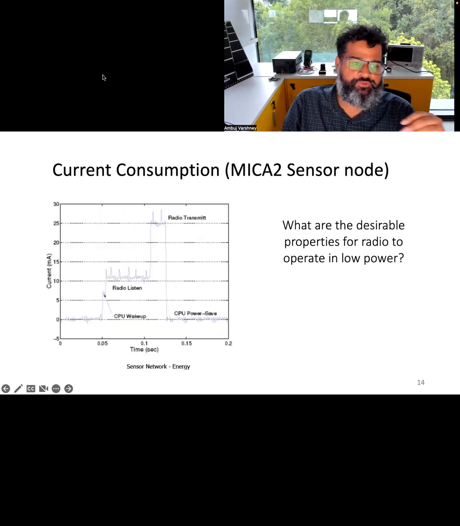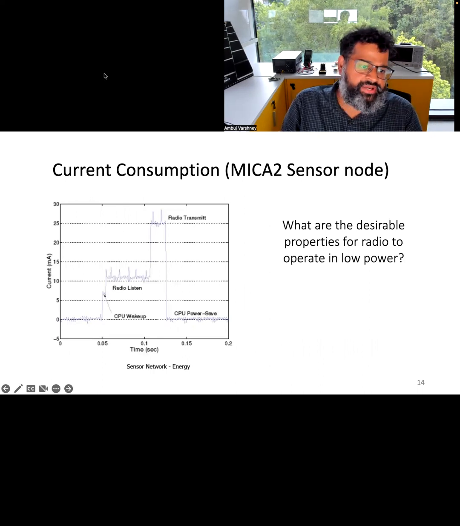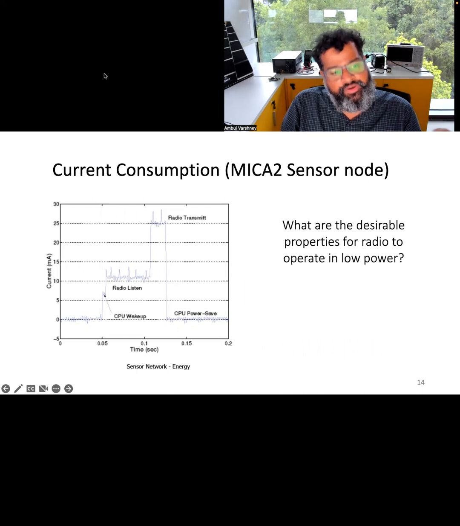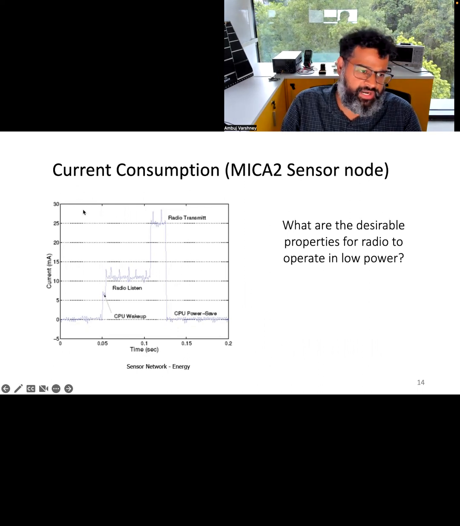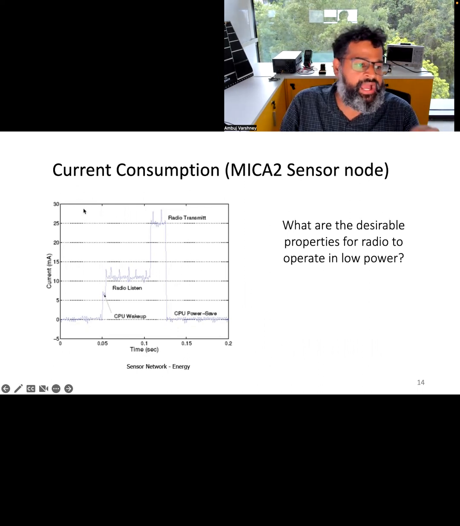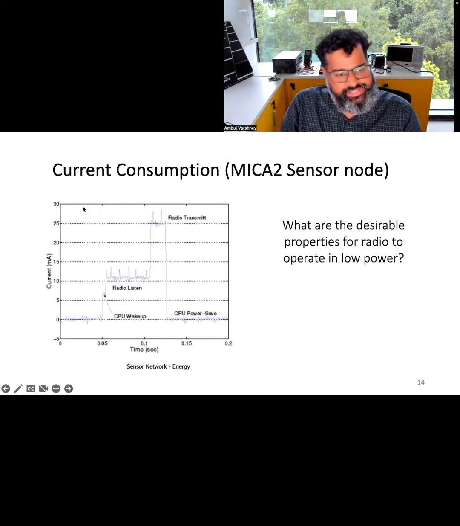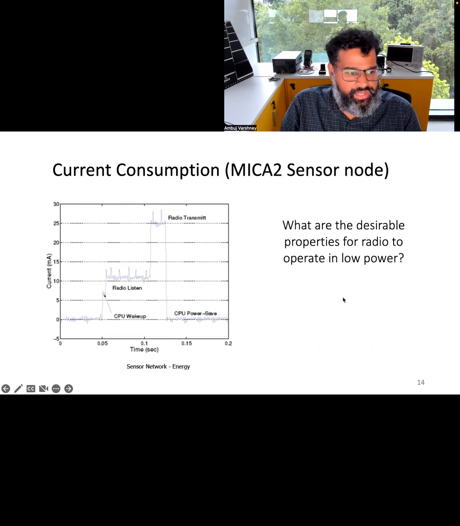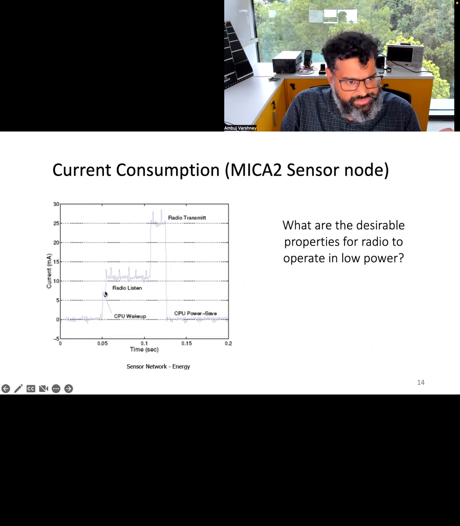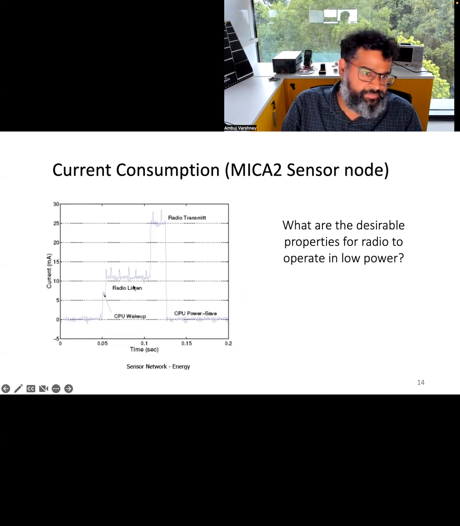So typically what you find is that the radios on IoT devices go through a series of different states. So here we have a graph that demonstrates, on the y-axis, the current consumption, and on the x-axis the time for one of the sensor platforms called Mica2. And typically you start with the CPU in a low power idle state, and then it turns on, and then the radio is in the listen state. That means it can either transmit or receive at very short notice.